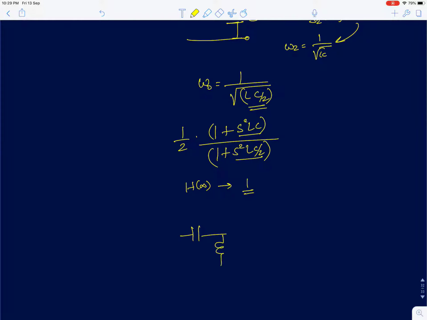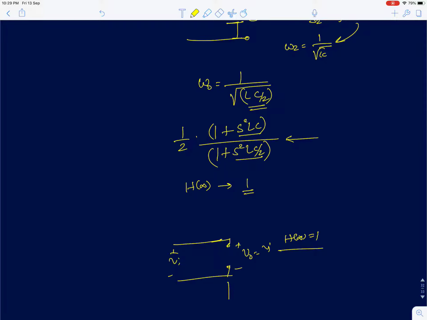So with the capacitor and inductor in series, for the inductor, you can ignore the capacitive impedance. So the capacitor is going to behave like a short circuit, and the inductor is going to behave like an open circuit. So the circuit will reduce to something like this. Okay. So your V0 will be equal to Vi. So your H of infinity is actually equal to 1. Okay. So we get that from the transfer function.